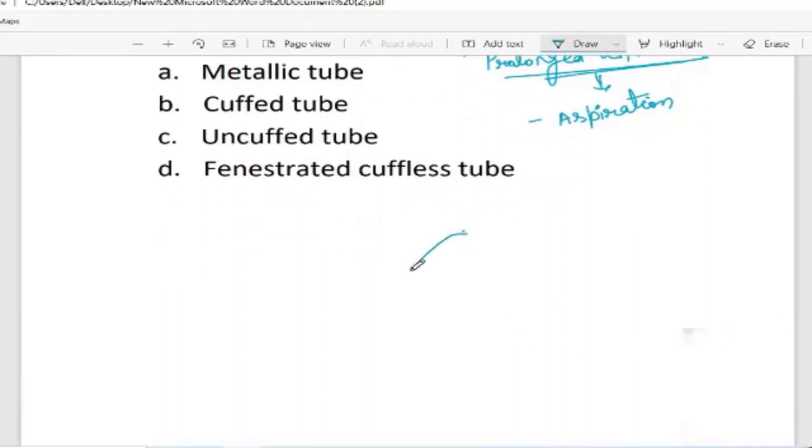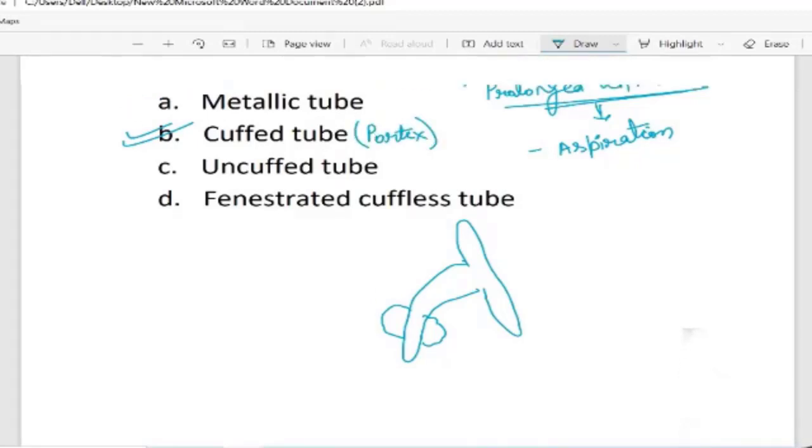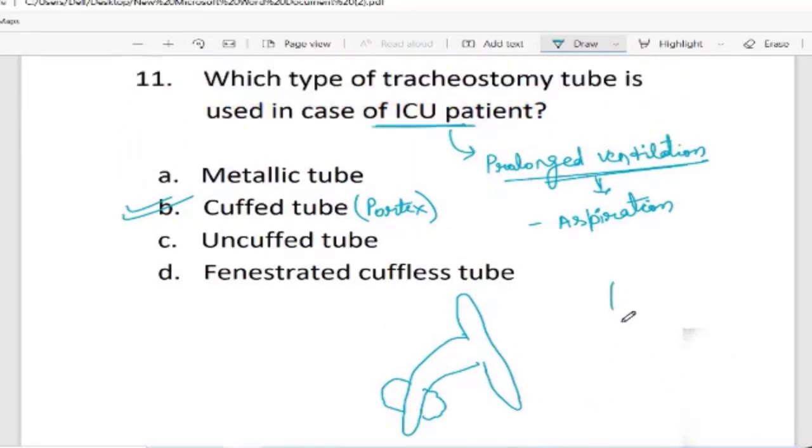There is one tube, one tracheostomy tube with a cuff. With a cuff at the anterior end, which can be inflated by pushing air. 3 to 4 ml of air we push into this cuff, so it will inflate and thus block the airway. So there will be less chance of aspiration. So in the ICU setting, the tracheostomy tube is a cuffed tube, mainly made up of portex. So it is portex plus cuffed tube.